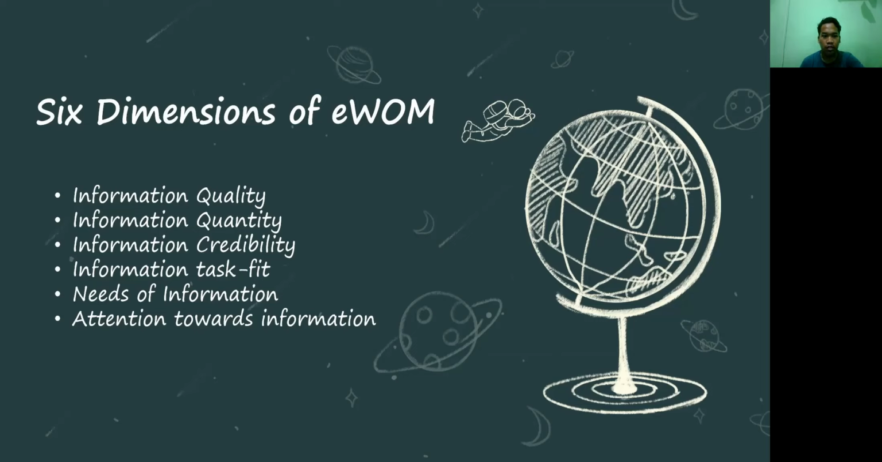And the third is information credibility. There is 0.939 contributing to the dimension of information credibility. The information about the candidates of the 2024 presidential election on TikTok is convincing. Convincing means credible.